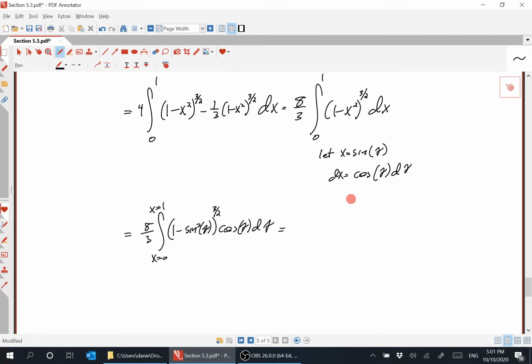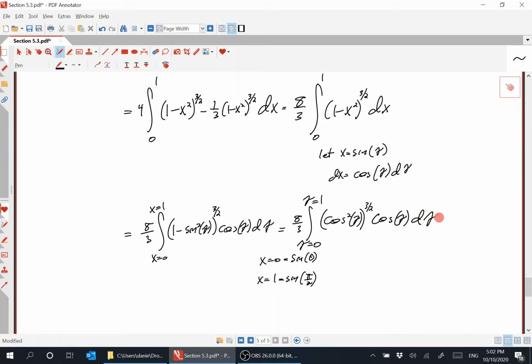Alright, well, when x is equal to 0, this is sine of 0, so gamma is 0. When x is equal to 1, this is sine of pi over 2. So it's the integral for gamma equals 0 to gamma equals pi over 2. And then 1 minus sine squared is cosine squared gamma to the 3/2 cosine gamma d gamma.